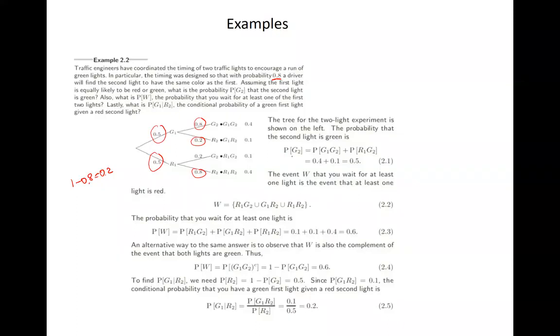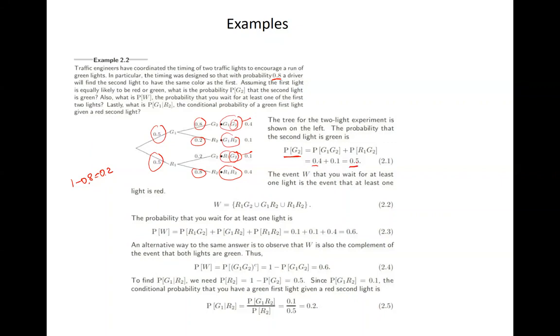Now, let's see probability of G2. Probability of G2 will be the combination of all the outcomes where we got a green 2. Here we see this is green 2, this is green 2, so the probability of this one and this one, the sum of the probabilities of these, which is 0.5.